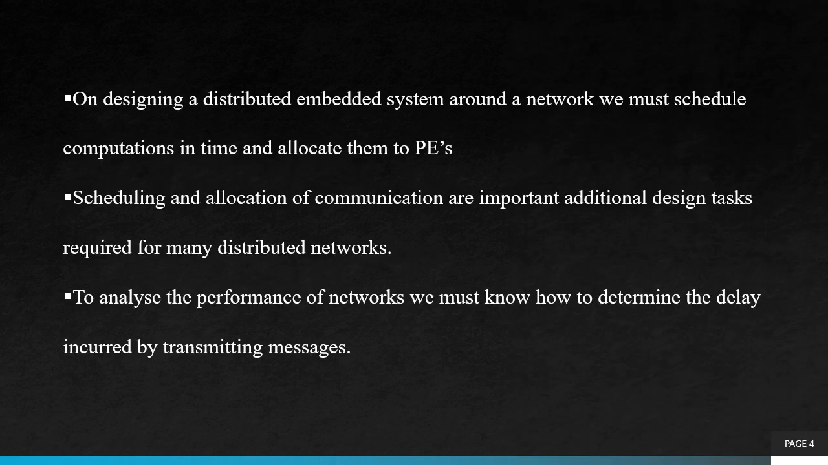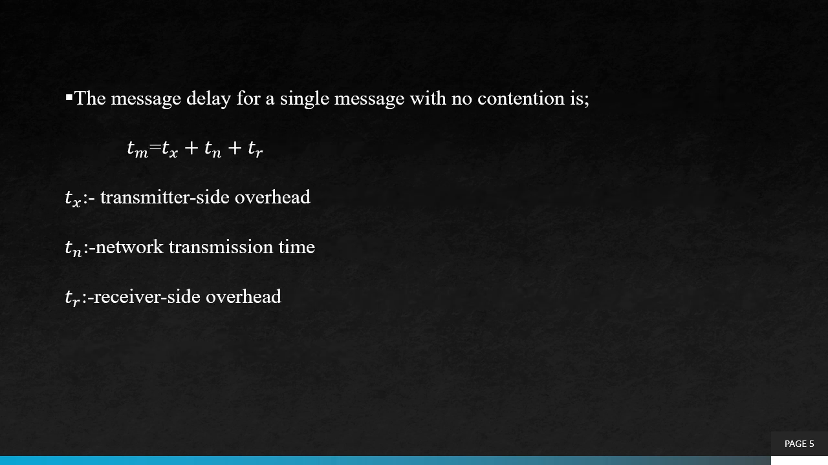In order to design a distributed system around a network, we must schedule computations in time and allocate them to processing elements. Therefore, scheduling and allocation are some of the additional important tasks in distributed networks. Since most embedded networks are designed for low cost, they do not provide high speed communication, and if no proper care is taken, it may lead to a bottleneck scenario in systems. We know how to analyze the performance of processors on CPUs, but coming to networks, it's quite different.